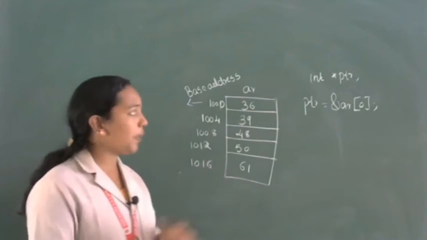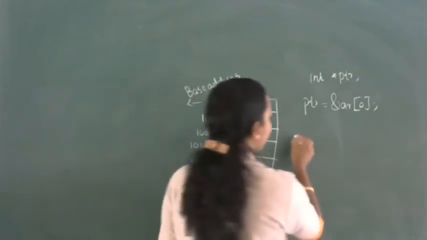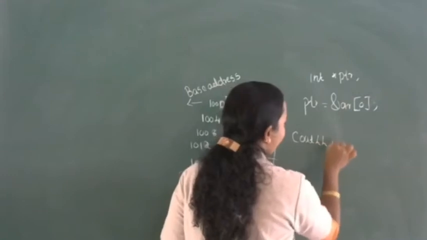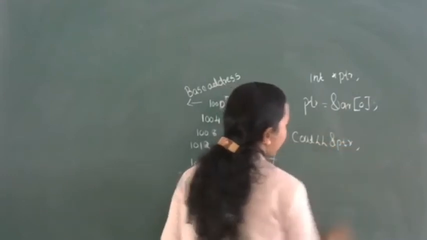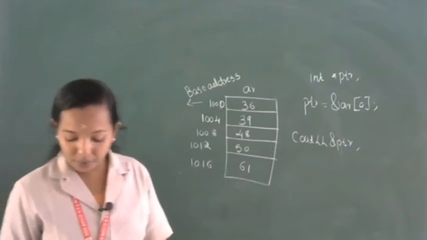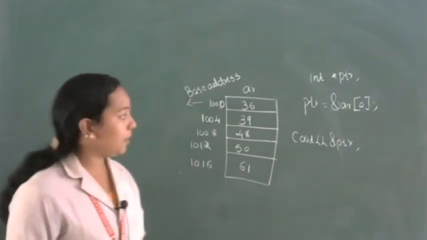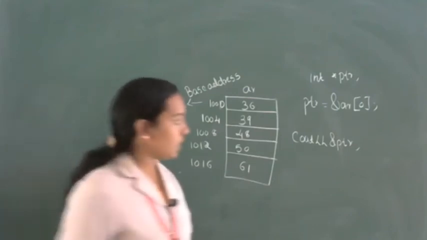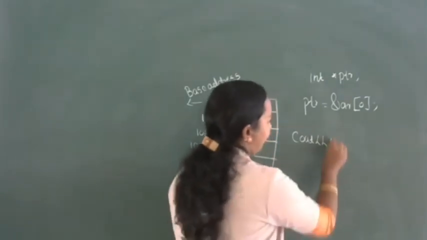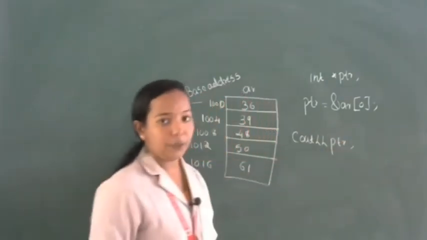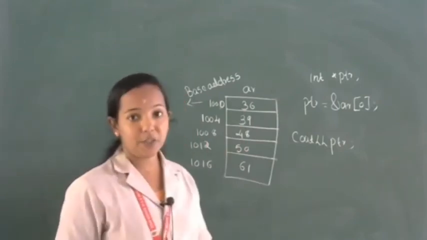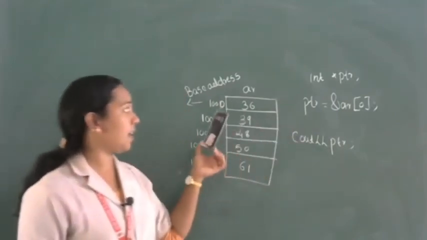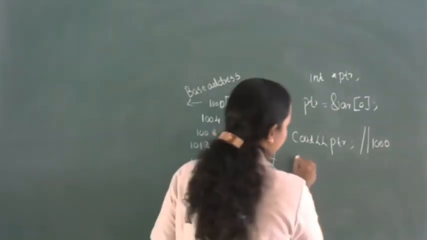Next I am going to explain some terms relating to pointer arithmetic. If I write cout ampersand of PTR, what will be the result? The memory address of PTR will come. Otherwise, if I write cout PTR, what will be the value? The memory address present at PTR, which is the first memory address. What will be the output? 1000.